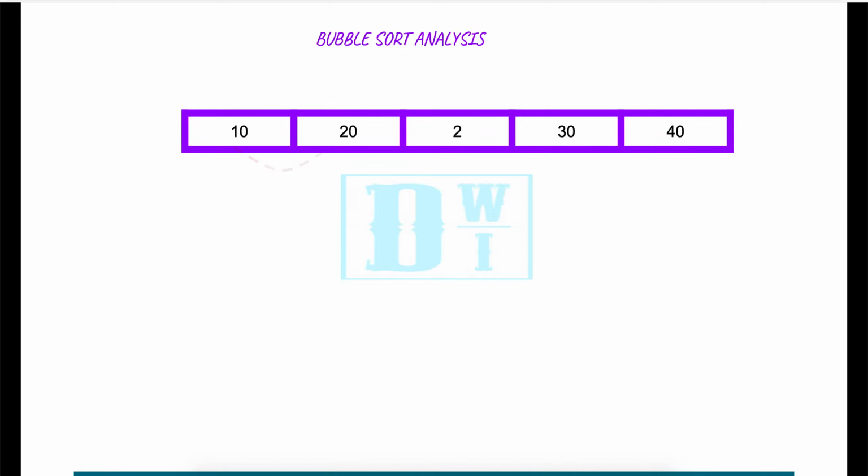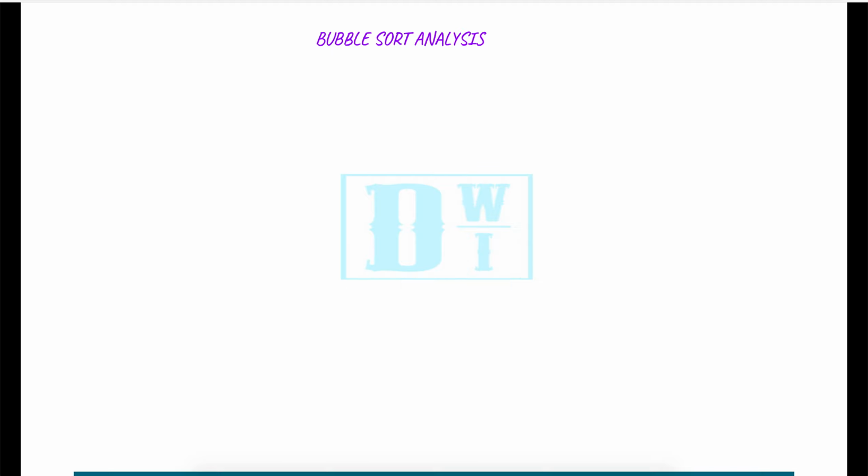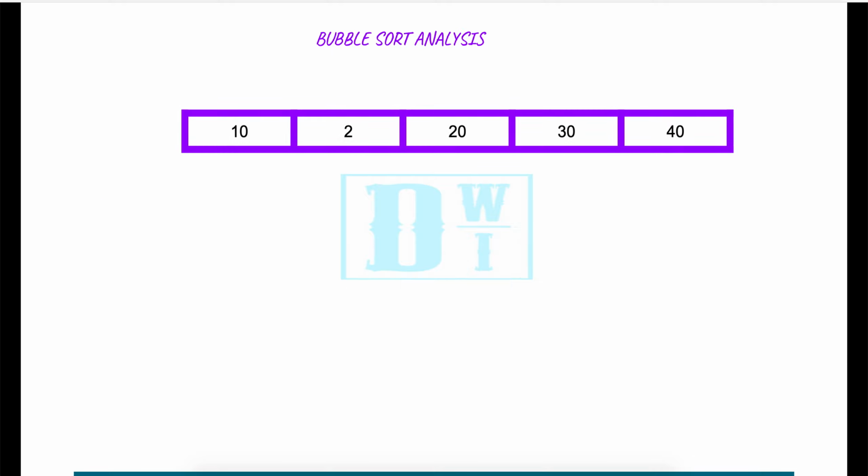So in the next pass, 10 is compared to 20. And since 10 is lesser than 20, no swapping is required. 20 is compared to 2. Swapping happens. 20 is compared to 30 and 30 is compared to 40. So at the end of pass 3, we will be having an array 10, 2, 20, 30 and 40. Again 10 and 2 should be interchanged for the array to be sorted in ascending order.